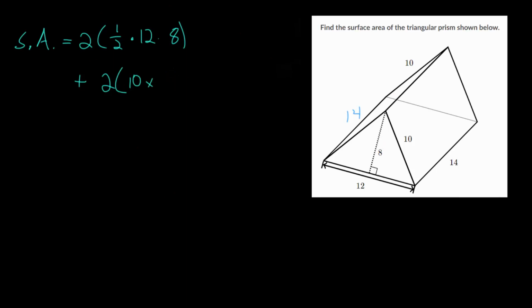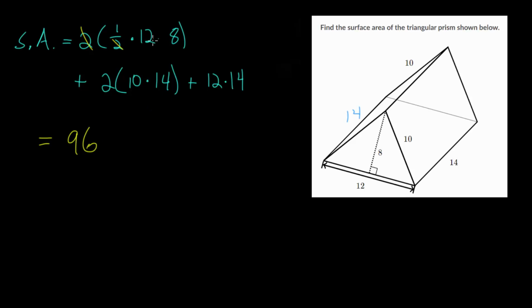And I'll just use the dot for multiplication here. And then lastly, we have the rectangle on the bottom, and there's only one of them, so that's just a 12 by 14 rectangle. If we add all of this together after simplifying, that will give us the total surface area. So let's start calculating. Since we're taking two of these triangular areas, we can cancel out the 2 with the 1/2, and then we just have 12 times 8. So 10 times 8 is 80, 2 times 8 is 16, so that's 96.